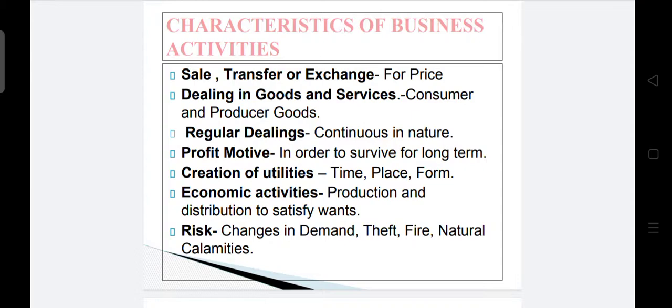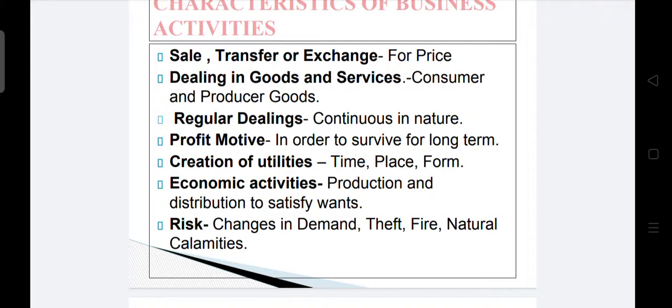Sales, transfer, or exchange for price. Now I'll explain this. Sales, transfer, or exchange means all business activities involving sale, exchange of goods and services for some consideration are known as sales, transfer, or exchange.